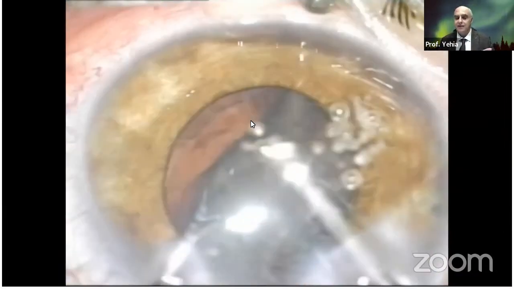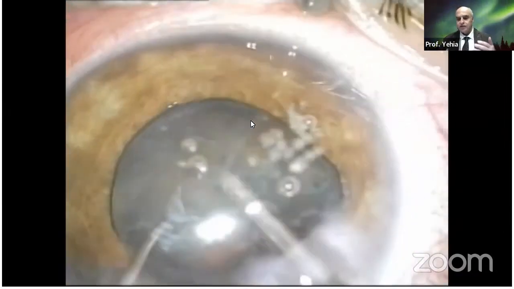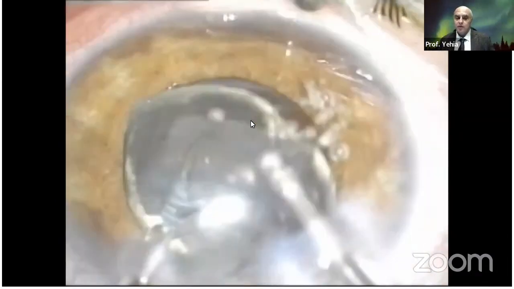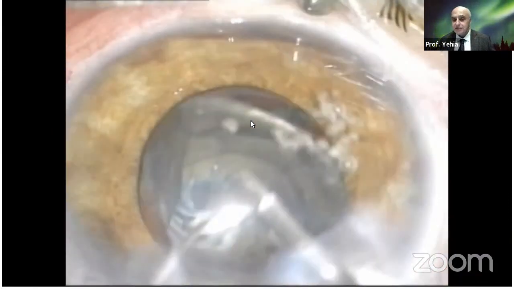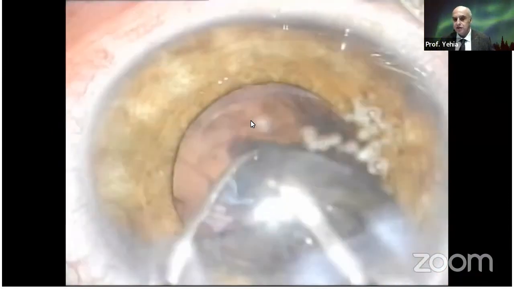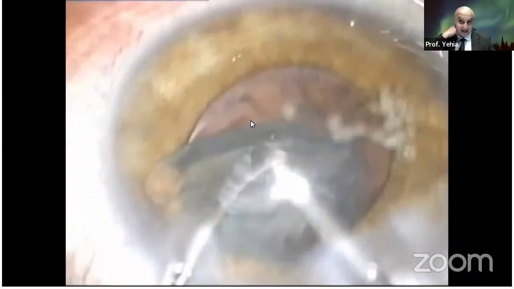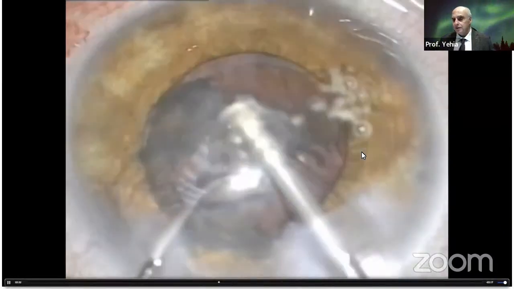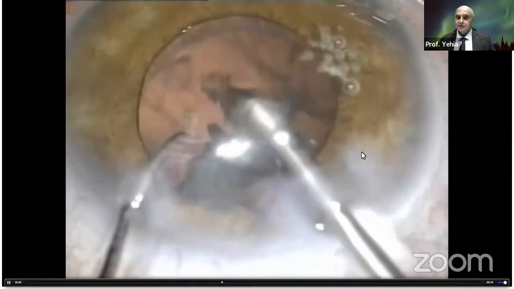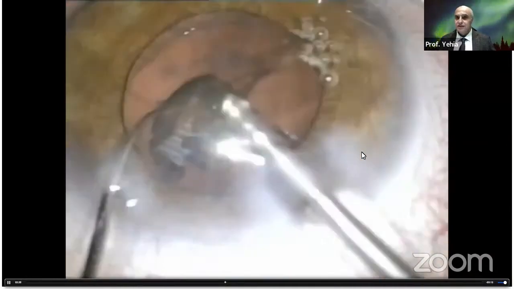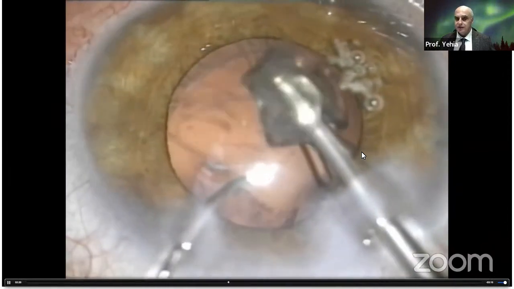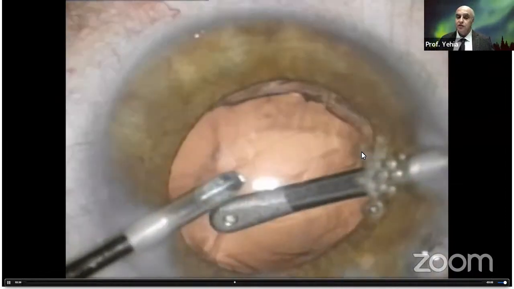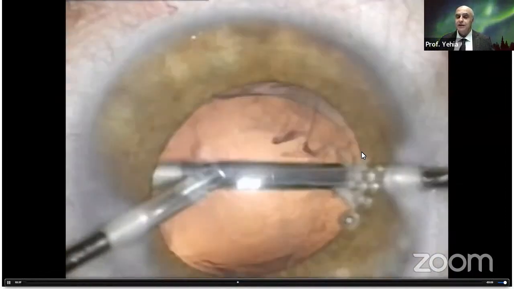As a rule, the main player is the vacuum. You set high vacuum, depending on your machine, 400, 450, high flow rate, and very low power. The power is used only to help you aspirate. So it goes in bubbles. You can see the very fine air bubbles are stable, not the bigger ones. This means that the corneal endothelium is protected. This is a good trick to monitor the effect of your phacoemulsification and fluidics on the corneal endothelium.